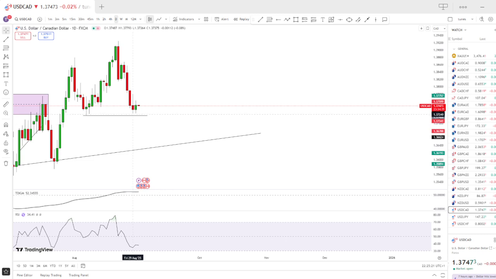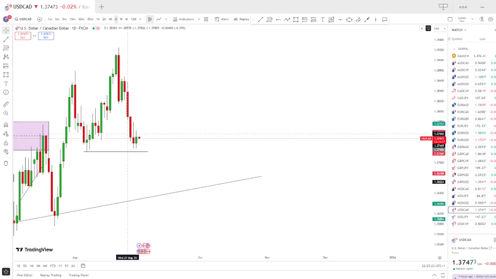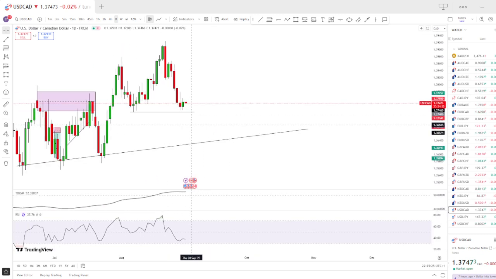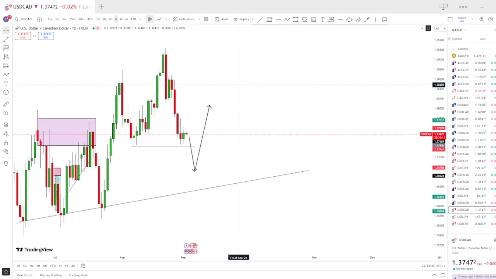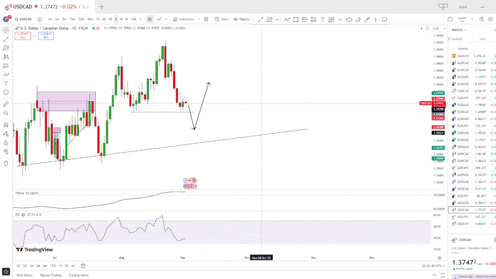The reason why I have this support marked out is because I believe that to some extent we should still get to see this support being tested. Now, if that does happen, I'll give you two scenarios and I'll explain what exactly you can do. I'd expect that at the very least we should get to see a sweep of this low, maybe price coming into this FVG around here, and then we should get to see the buy continuations off of this. So this is the general idea of what I'm expecting right now on USD CAD.